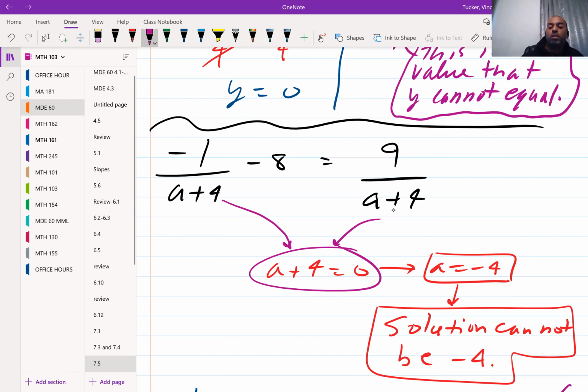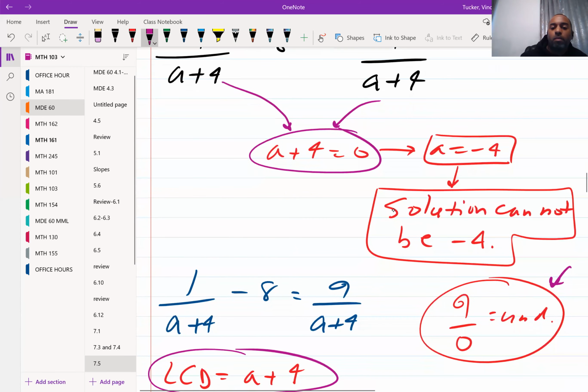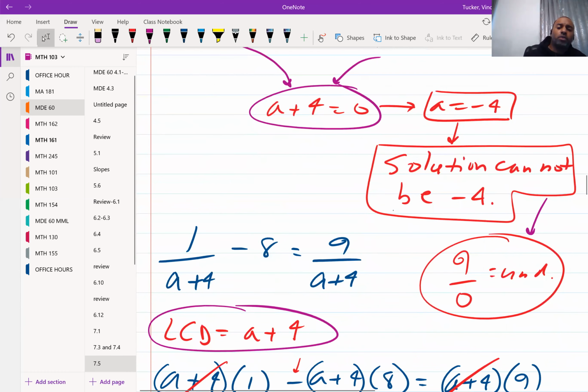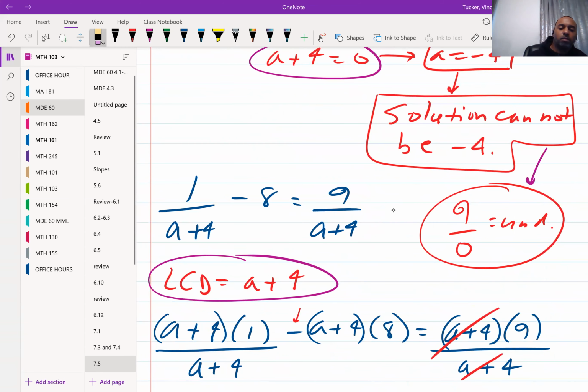All right. Everybody okay so far? And this is just explaining why, because if I were to plug negative 4 in, I would get 0 in my denominator, but that's what I was saying earlier. So now let's go ahead and solve. The LCD is a plus 4. A plus 4 is the only denominator that we have. So that's why that's our LCD. So we multiply each numerator by a plus 4.